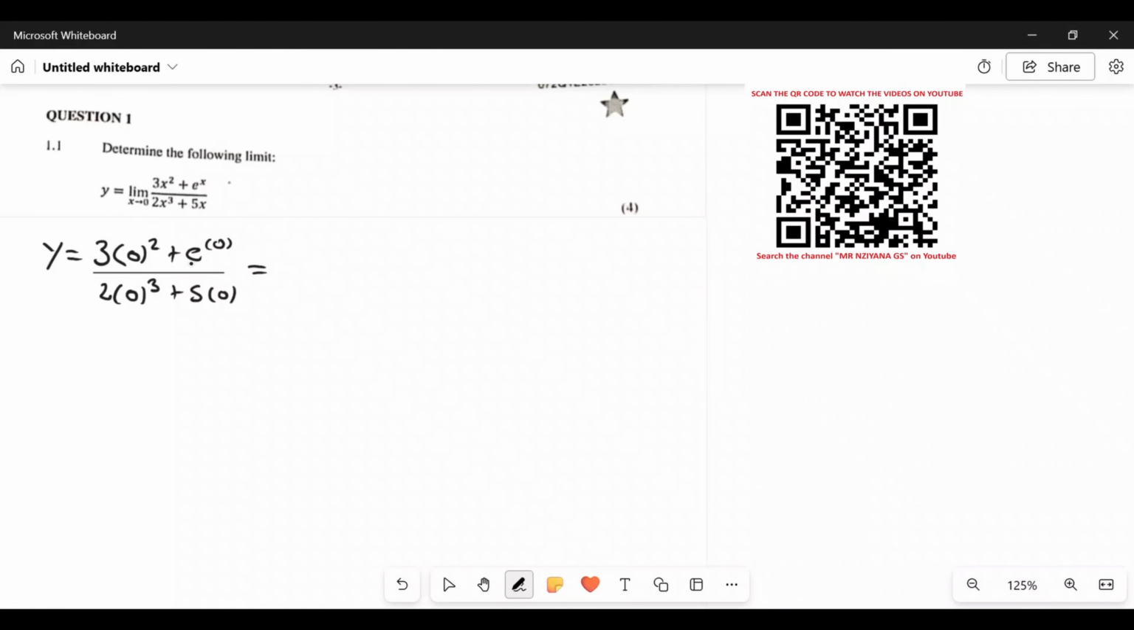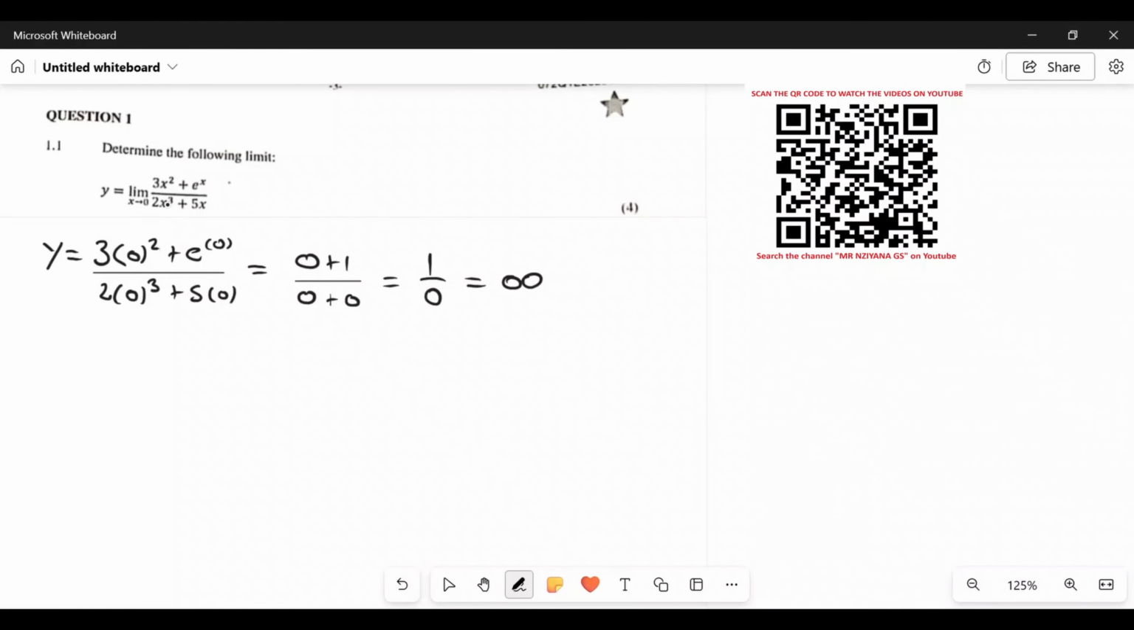So if you continue, on the numerator, we're going to have 0 plus 1 because 3 multiplied by 0 to the power of 2 is going to be 0. And e to the power of 0 is going to be 1. So anything to the power of 0, guys, it's 1. Divide by 0 plus 0, right? And all this is more like 1 divided by 0, which is going to give us infinity. So if it gives us infinity like this, it means that we need to do the following step.